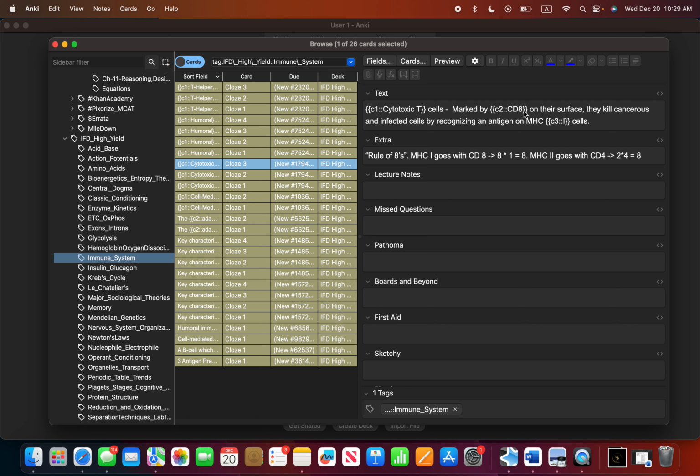We need to know definitely what is CD8. So CD8 is like a receptor or like a cell marker. It's like marked by these CDs that are on the surface, right? So you can imagine the old computer CDs to be on the surface of the T cells, right? Cytotoxic T cells.